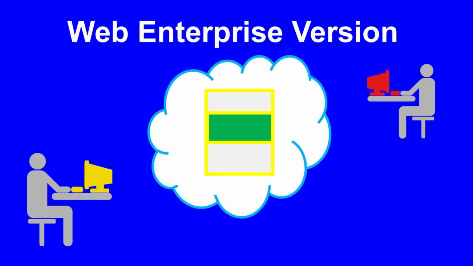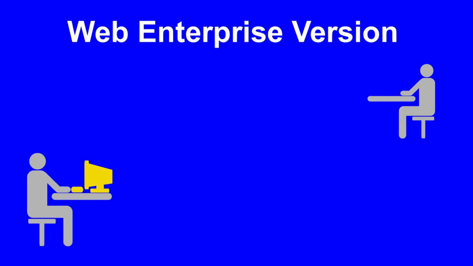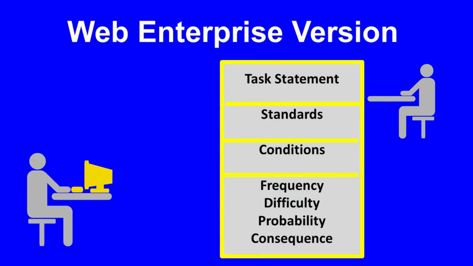To do this, SMEs will use an unlimited install program called the SME Task Continuation module that is included with the Web Enterprise version. There's another feature in cases where SMEs do not have computer access. This feature allows the instructional designer to print templates with the task statement and places to record the other information related to the task. These templates can then be sent to SMEs for completion.